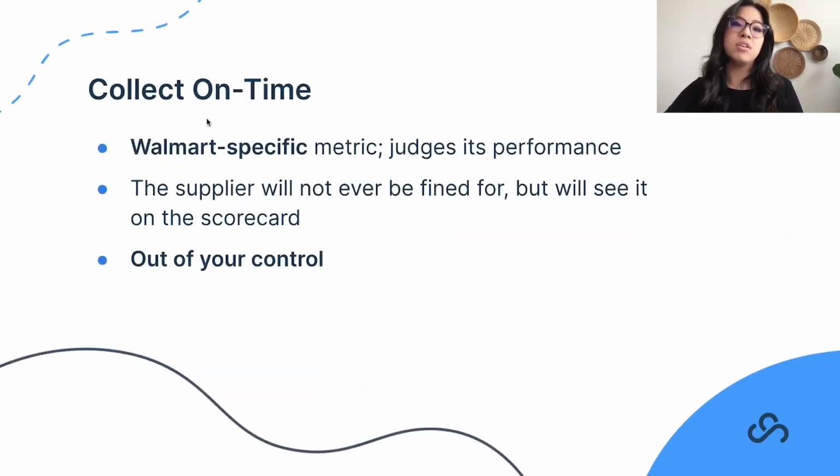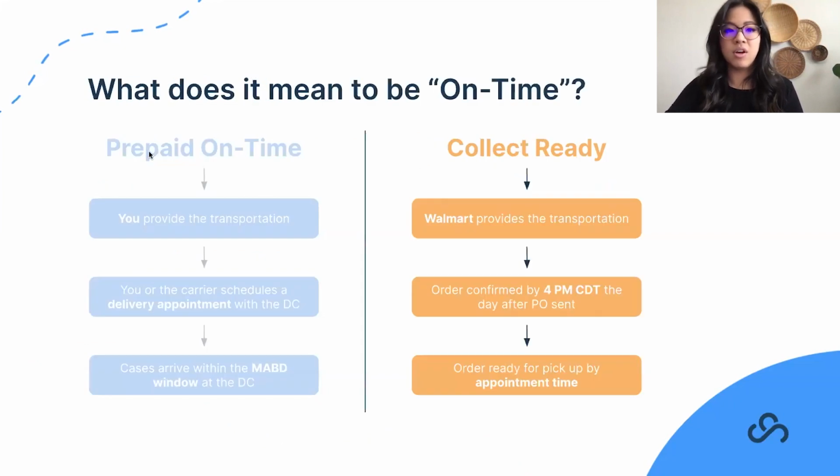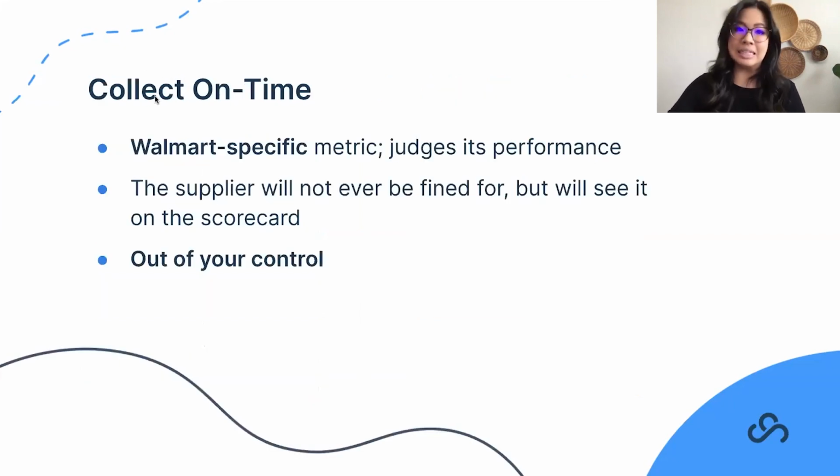One part to call out: you'll notice that this is called prepaid on time and collect ready. There is also technically a collect on time metric, but as we mentioned earlier, there is Walmart accountability and supplier accountability, and this is a Walmart accountability metric. Once Walmart picks up product from your facility, it's out of your hands, so you can't really control when and where their fleet goes. You don't really have to worry about this collect on time metric. You will never be fined for it, but you will see it on your scorecard.